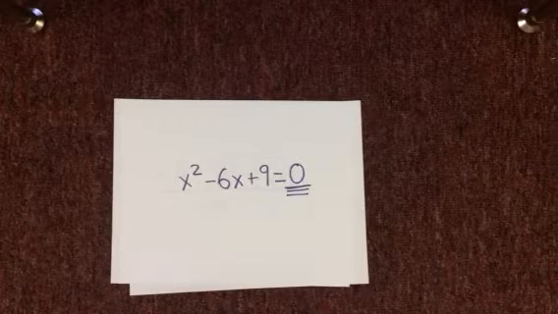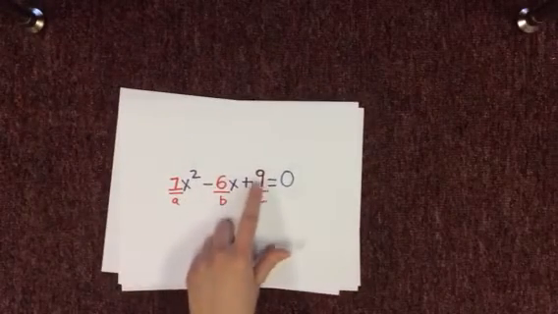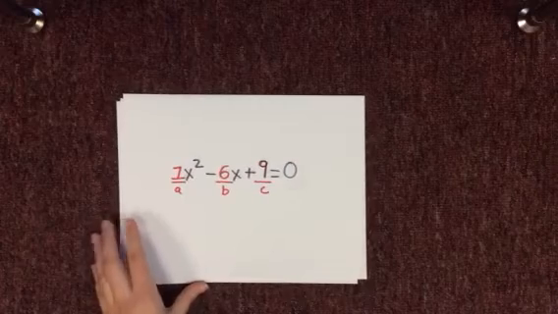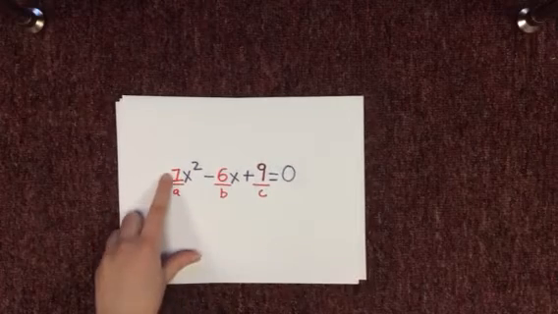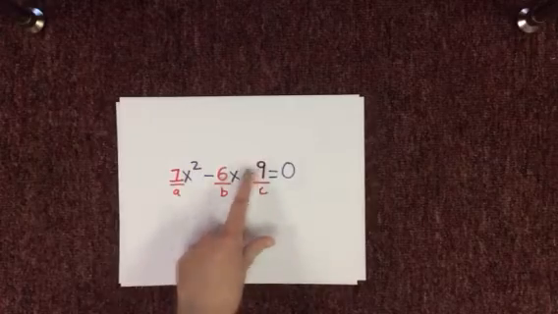The first step is finding the coefficients that go with your variables. These are what we are inputting into the quadratic formula. A is 1, B is 6, and C is 9.